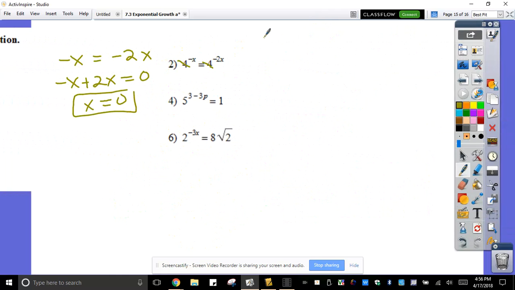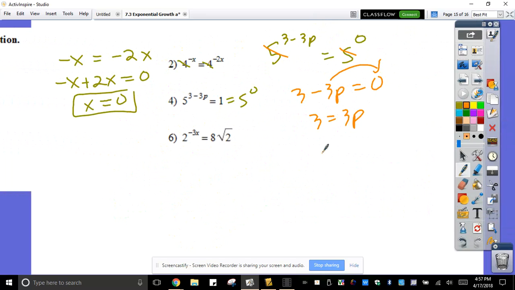Number 5. 1. How can I make their base the same, wherein it will end up equal to 1? And that will be 5 to the 0, because 5 to the 0 is equal to 1. So therefore, 5 to the 3 minus 3p is equal to 5 to the 0. Cancel that. So 3 minus 3p is equal to 0. Move this to the other side. 3 equals 3p. Therefore, p is equal to 1.